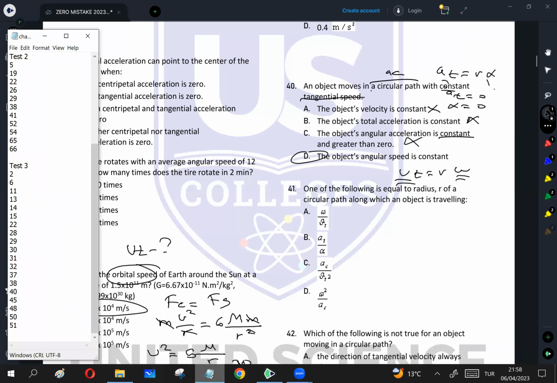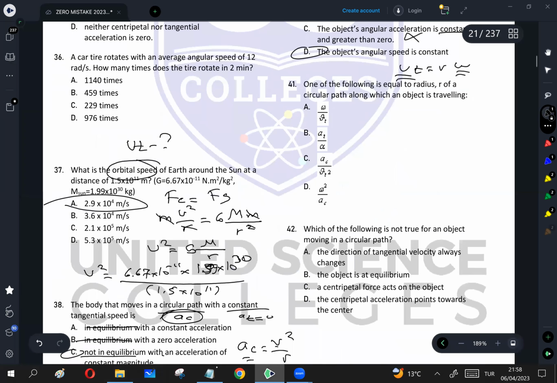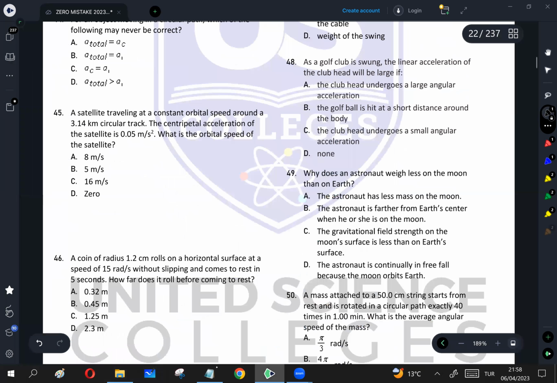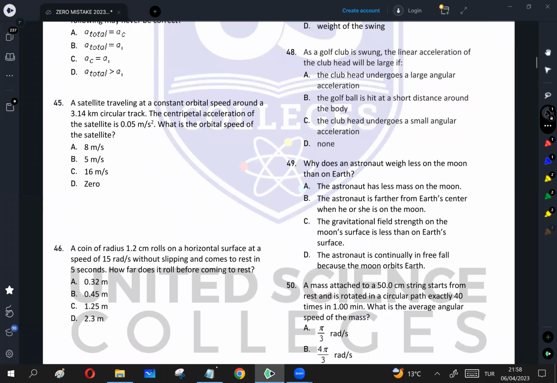And the question after 40, we will continue with 45 and 48. 45. A satellite traveling at a constant orbital speed around a 3.14 kilometer circular track. The centripetal acceleration of the satellite is given. What is the orbital speed? Orbital speed, again, is tangential speed. We will find this. So centripetal acceleration AC is given.